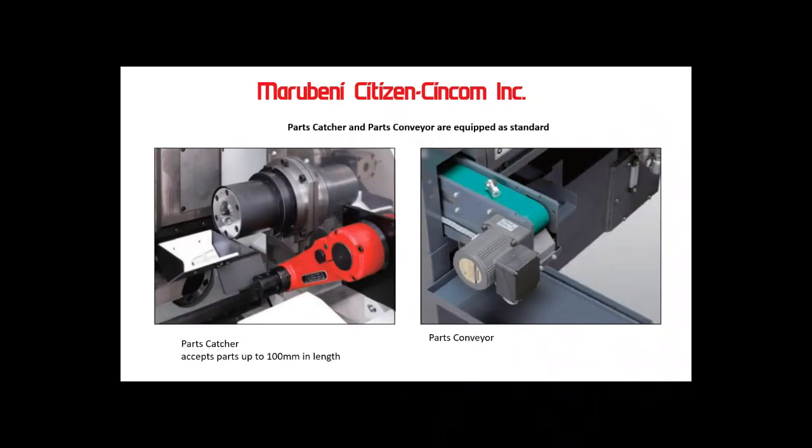The parts catcher is standard on the machine. Obviously, it's a small basket, and this can handle parts up to 100 millimeters in length. The restriction is the actual size of the basket and the receiver box area. So here we have the basket, it's on an arm, and this is the receiver box. You might say, well, we'll just hack a little piece out of there and we can spit longer parts out. You need to be careful because, as I say, this receiver box has its restrictions also. The parts conveyor comes standard with the machine.